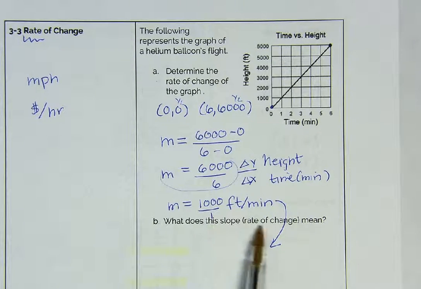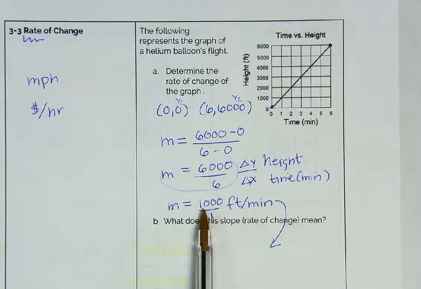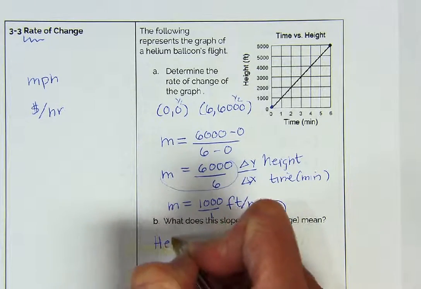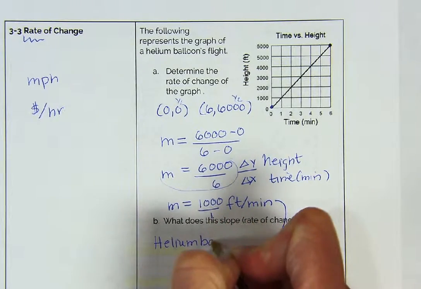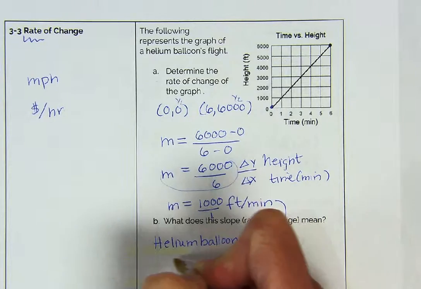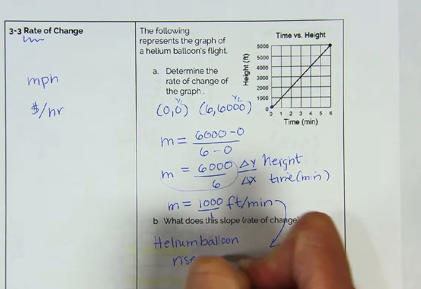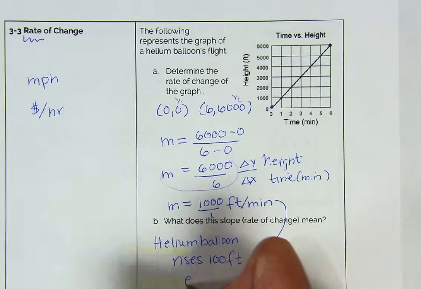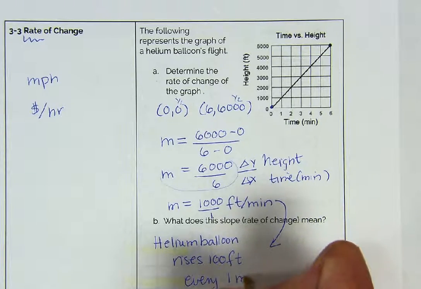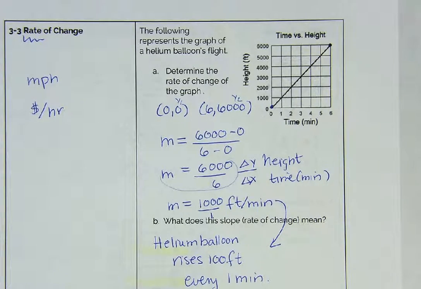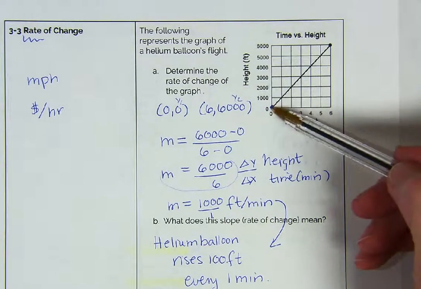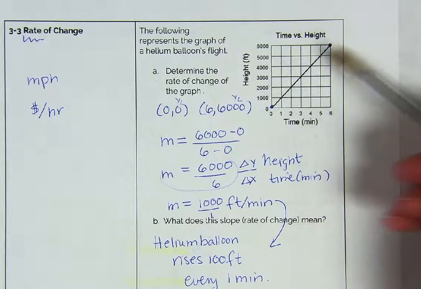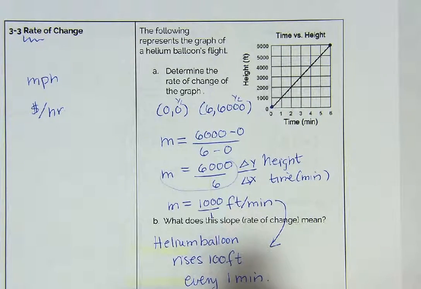So what does this slope rate of change mean? Well, it means the helium balloon rises 1,000, don't tell me that looks like an N, I know it does, rises 1,000 feet every 1 minute. When will the balloon be 5,000 feet? Well, you can tell that one just by looking at the graph. That's going to be after 5 minutes.